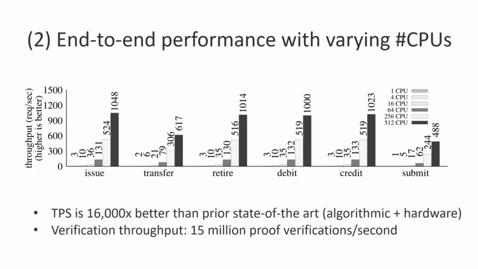So to answer the second question, we implemented 3 applications, and this graph depicts end-to-end performance with varying number of CPU cores. On the x-axis, you can see we have depicted various request types, such as issue, transfer, and retire, that are supported by these applications. As we can see, SPICE achieves a near linear speed up in throughput as we provide more CPU cores. I did not depict the verifier's throughput, but it's much more than the prover's throughput or the service's throughput, which is 15 million proof verifications per second on the same cluster.